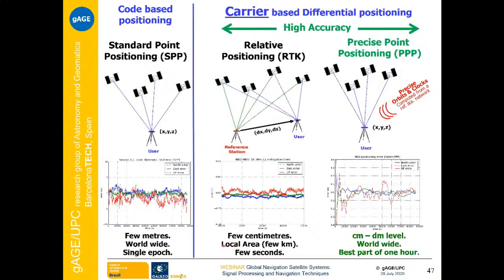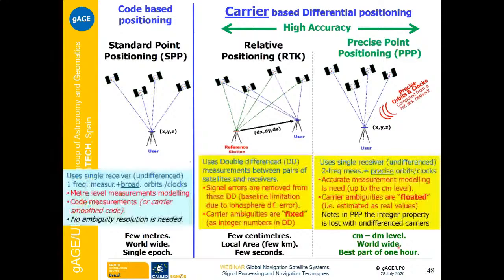There is a limitation in RTK to a few kilometers. This is mainly due to the ionosphere. The residual ionosphere, when taking differences between the reference station and the user, must be at the centimeter level or less. This makes a limitation in the baseline. But in PPP, there is no limitation. This is worldwide. And here are the main ideas. Well, I commented on this before.